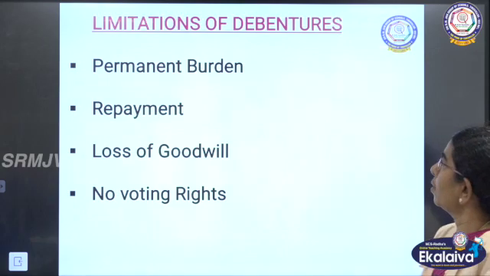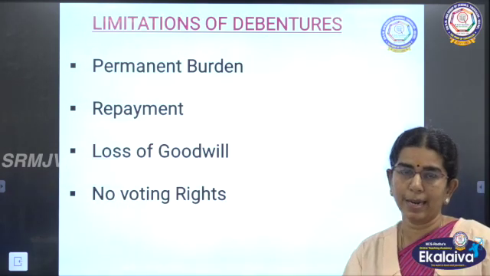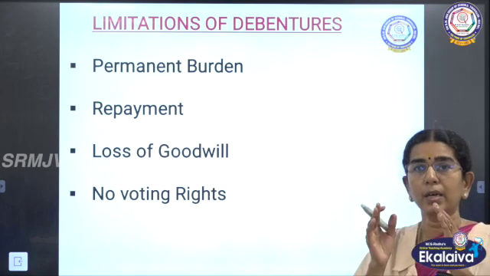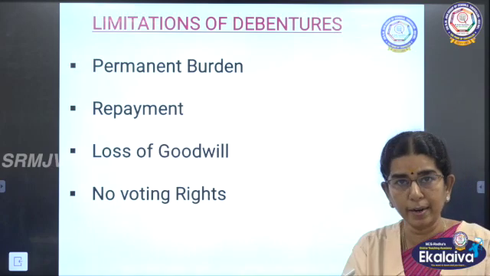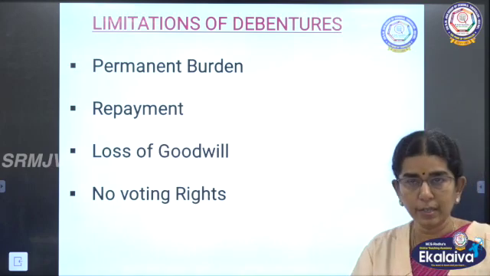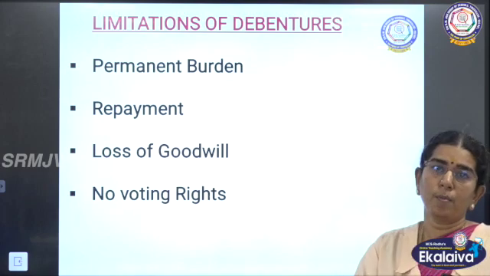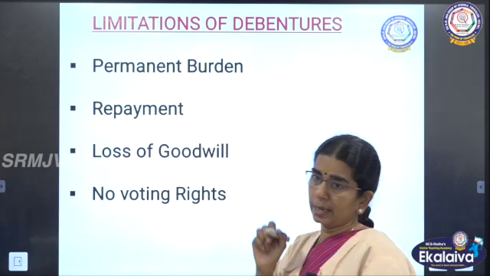And when we move on to limitations of debentures, it is a permanent burden on the company. As far as the company is concerned, it is a permanent burden because it has to be repaid. These debenture holders have to be paid a fixed rate of interest as well as they have to be repaid the principal amount on the due date. So, it is a permanent burden on the company.